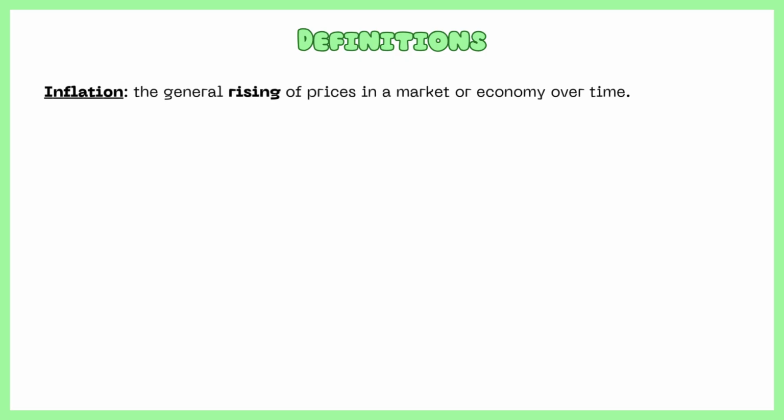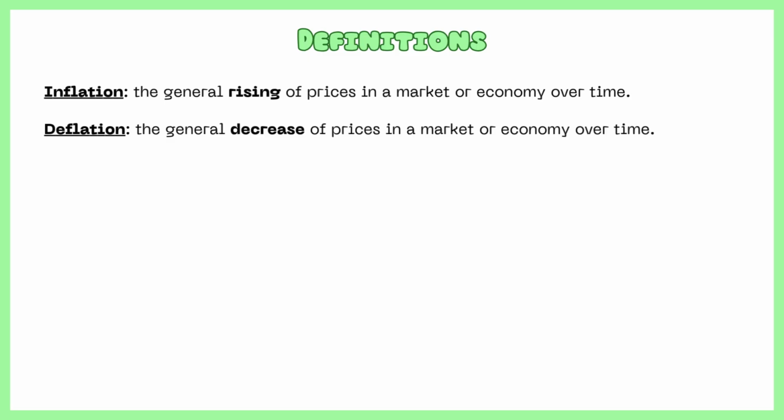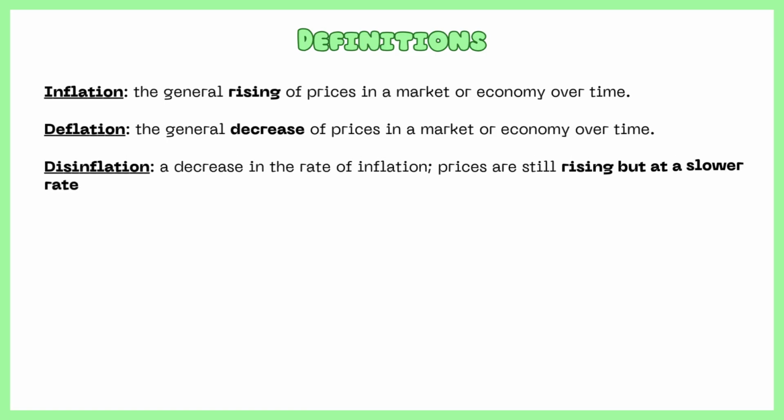First, you'll need to understand some important definitions. Inflation is the general rising of prices in a market or economy over time. Deflation is the general decrease of prices in a market or economy over time. Disinflation is a decrease in the rate of inflation. The prices are still rising but at a slower rate. For example, if the inflation rate was 5% last year and it's now 3%, that means that disinflation occurred.